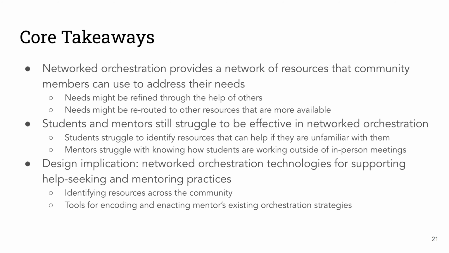And so the core takeaways for this talk are that networked orchestration provides a network of resources that community members can use to address their needs. And these needs might be refined in the help-seeking process through the help of others, and they also might be rerouted to other resources that are more available. And both mentors and peers play an active role in doing each of those steps. At the same time, there are still struggles to be effective in networked orchestration, specifically with students trying to identify resources that can help them, and mentors struggling to know how students are working outside of in-person meetings to provide them feedback on their work practices.